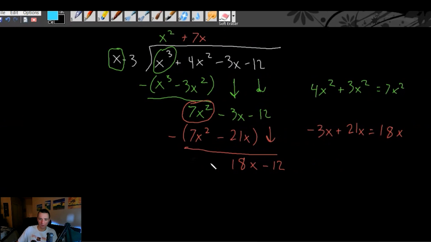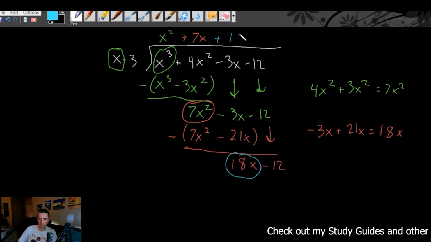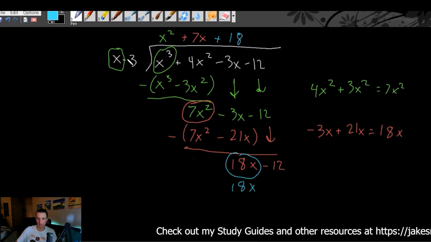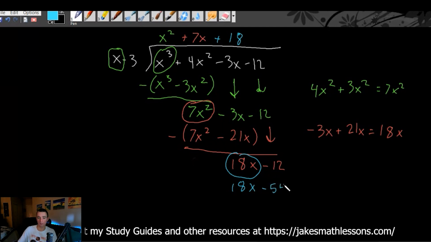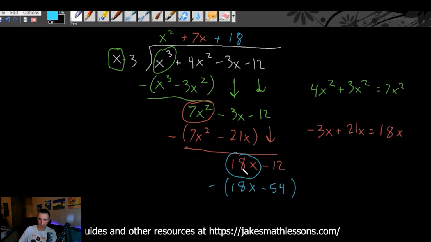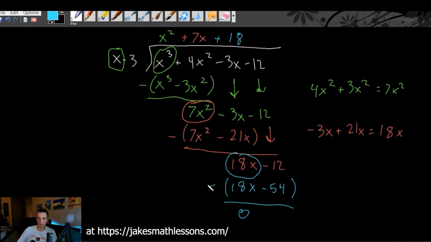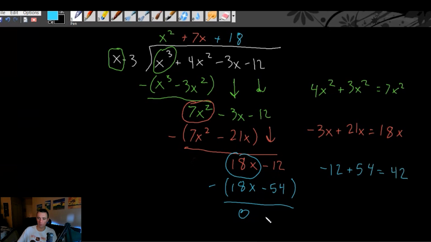I'll erase this 0 again so it's not getting in the way. Take this 18x, divide it by our leading x term, which just leaves us with plus 18. 18 times x is 18x. 18 times negative 3 is going to give us negative 54. Then minus all this in parentheses. 18x minus 18x is going to be 0. Negative 12 minus negative 54 is the same as negative 12 plus 54, which will be 42. So this is going to be plus 42.